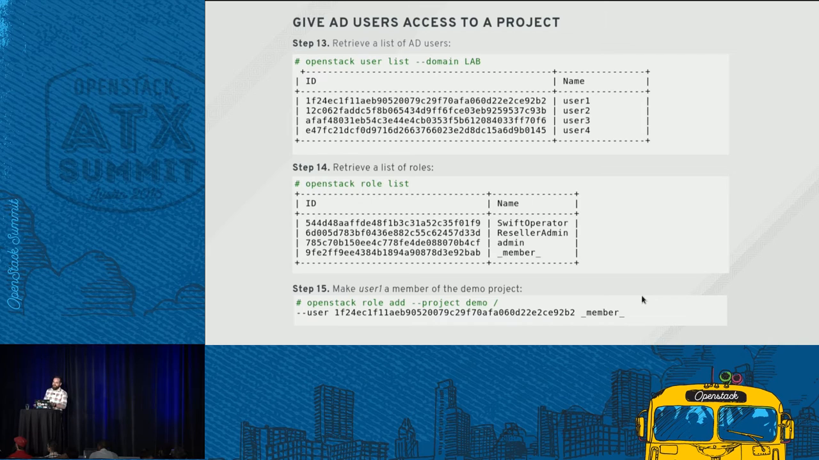So as a result of all that configuration, you can now go to your Keystone server and retrieve a list of all the Active Directory users. And what you're going to get back is a list of everyone that's a member of the GRP OpenStack group. You're going to pull down a list of roles. And then in this example, user one, who has that UID, is going to be added to the demo project as a regular member, and that's going to just make them a general user. So this would have to be a BAU task for you. Anytime a user needs access to that, you just follow this step.